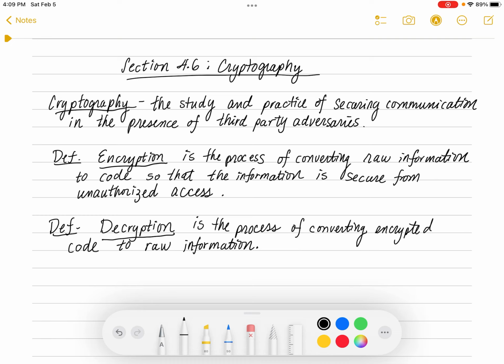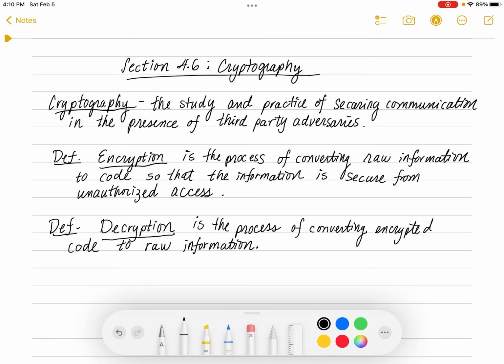So what is encryption? We've thrown this word around. Encryption is the process of converting raw information to code so that the information is secure from unauthorized access. So encrypting is encoding the data, putting it into code. And decryption is taking encoded or encrypted data and converting it back to raw information, or we might call that the original message.